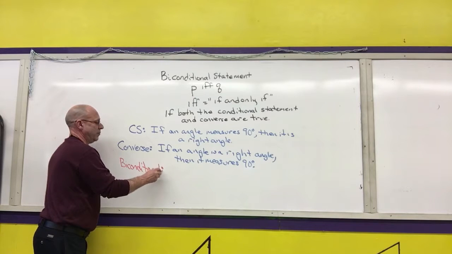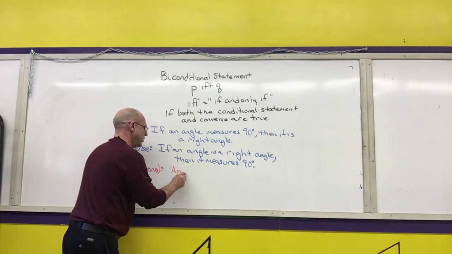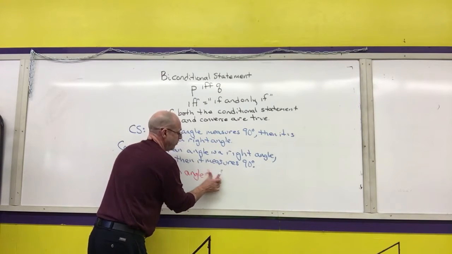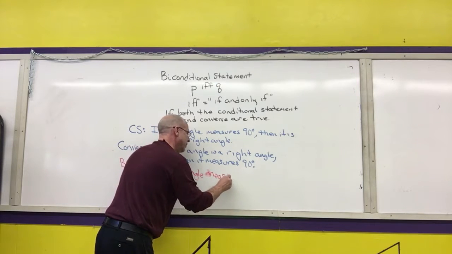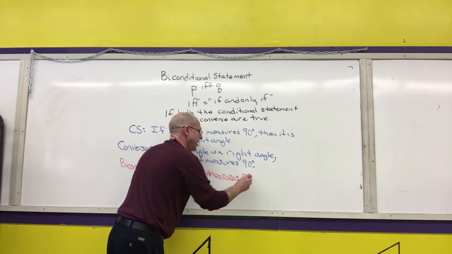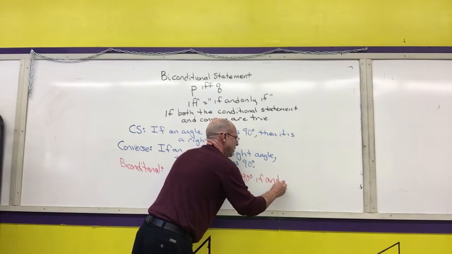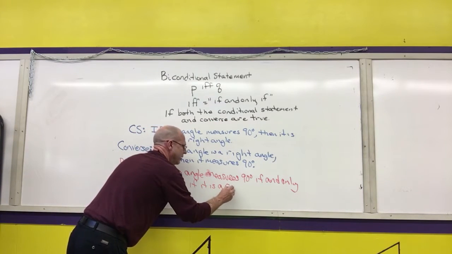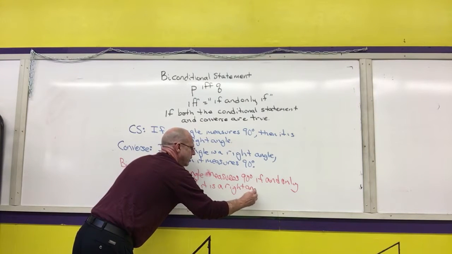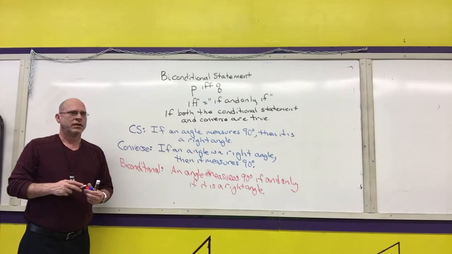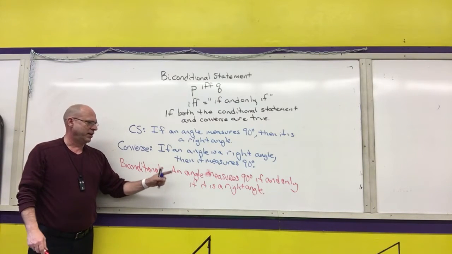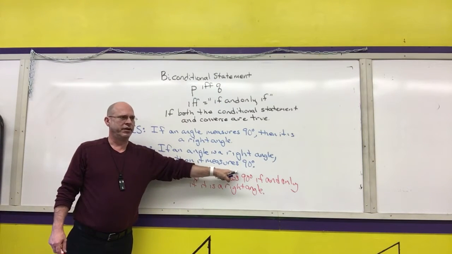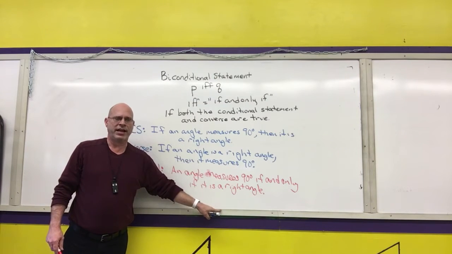And that biconditional statement is: an angle measures 90 degrees if and only if it is a right angle. Later on this year, we may get some theorems that are written in this form, which means that theorem goes in both directions. If you have a right angle, you can say it measures 90 degrees. And if you have a 90-degree angle, you can say it is a right angle.